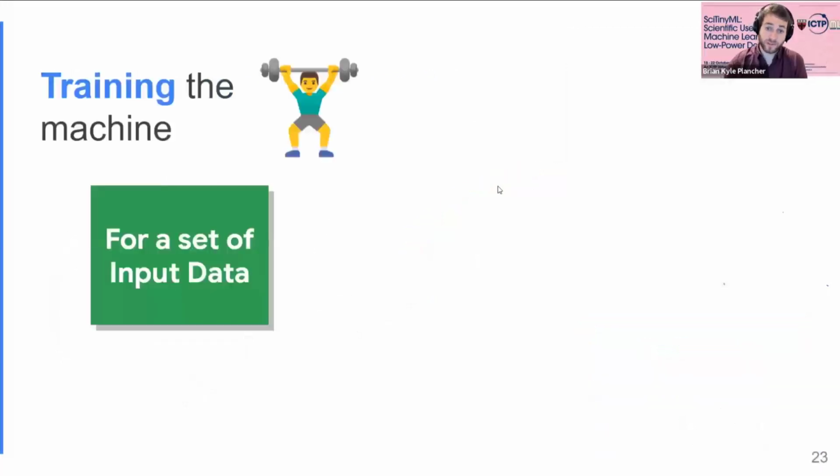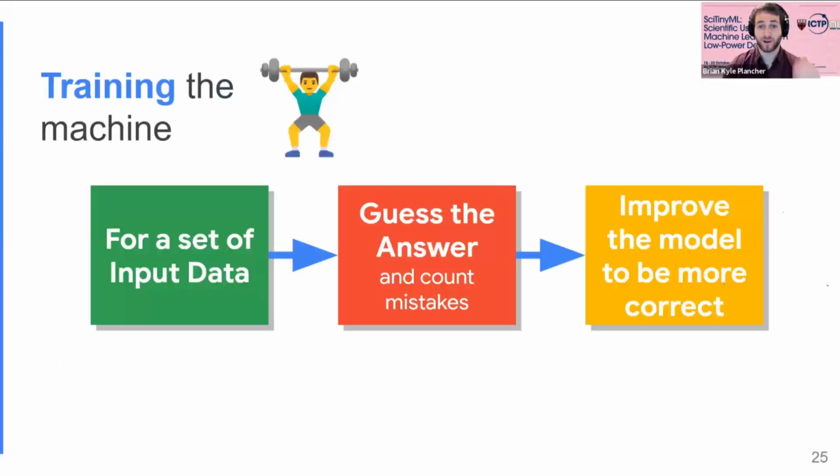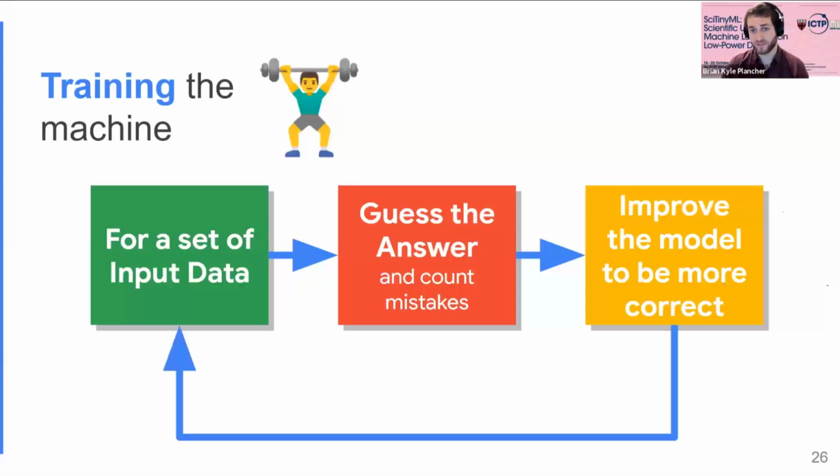And how do we go about doing that? Well, we give it some data, we sort of guess the output, we see if we're right, and then we improve our model to be more correct. And that's the general training process. And this is where, again, big data has become so powerful, because if I have a lot of data, I have a lot of opportunities to guess wrong and improve and eventually start to guess right. And so you just repeat this over and over and over again.